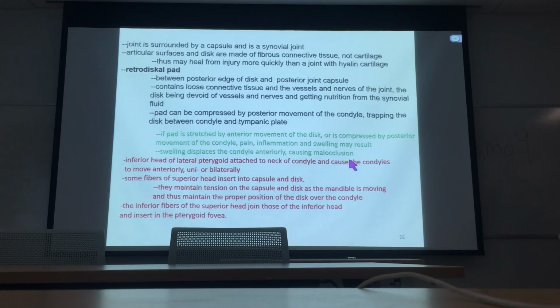Okay, so a couple of things. Points on this slide about the retrodiscal tissue: if you stretch the pad too far, obviously that would put the pad on top of the head of the condyle, or if you compress it too far posteriorly, if the condyle moves back and is pressing on the retrodiscal tissue, you may cause pain, inflammation, and swelling. Also, if you have enough swelling that it displaces the condyle anteriorly, you can cause malocclusion.